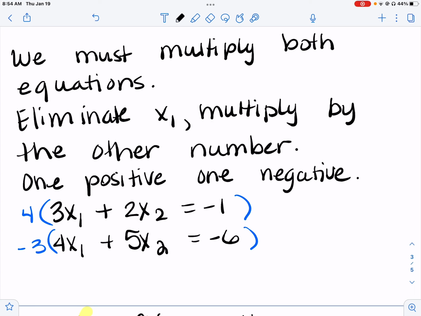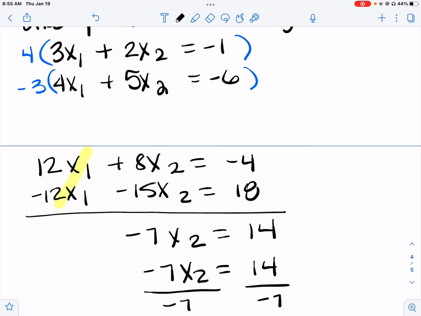So multiply 4 times 3 is 12. 4 times 2 is 8. 4 times minus 1 is minus 4. For the second equation, multiply by negative 3. Negative 3 times 4 is negative 12. Negative 3 times 5 is negative 15. Negative 3 times negative 6 is positive 18.